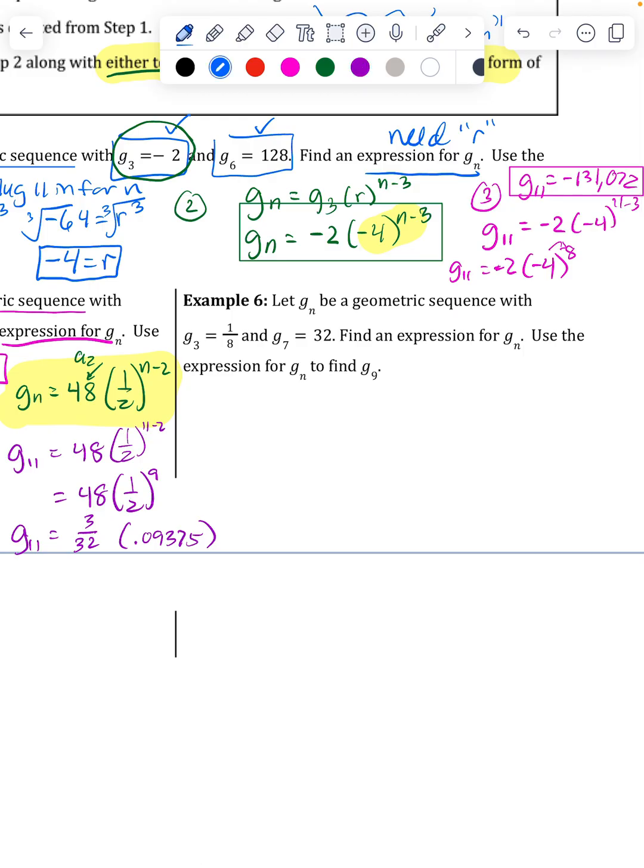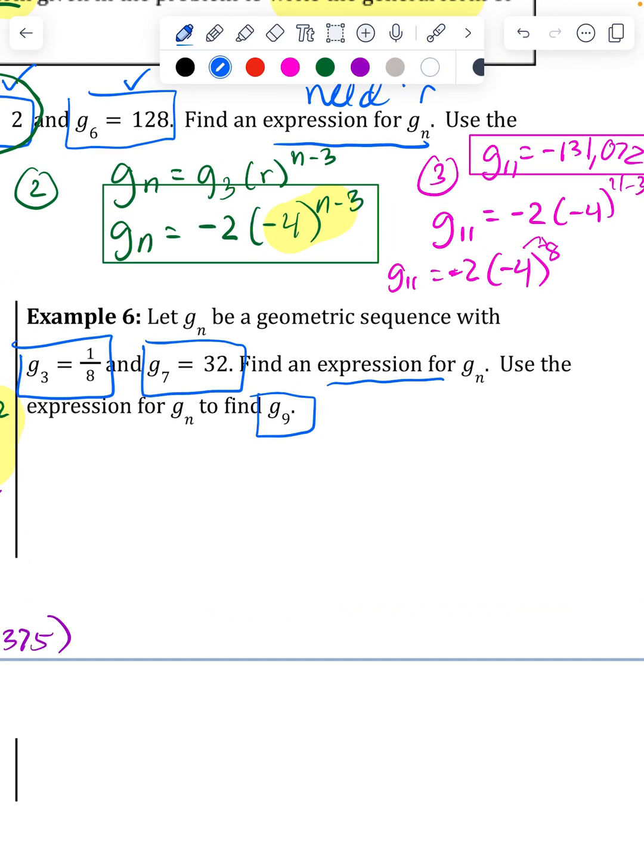Same process, different numbers. Grand finale of fun. Gave me the third term and the 7th term, so I'm going to need to find R. Then I need an expression, then I'm finding a term. Same exact steps. 100% I think you should try this on your own and then watch the video to see if you did it correctly.